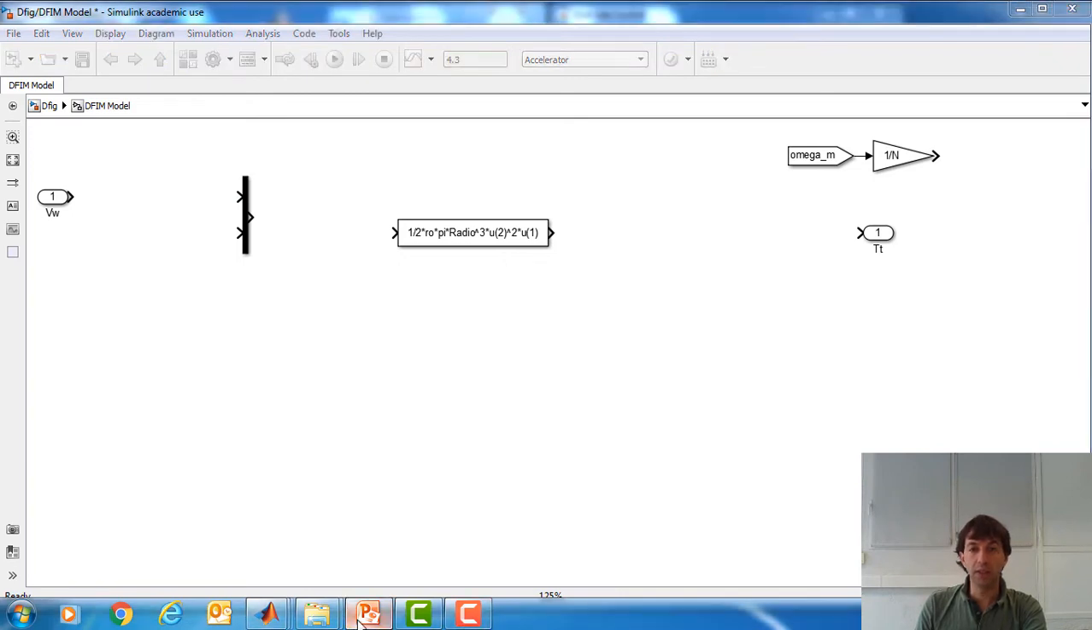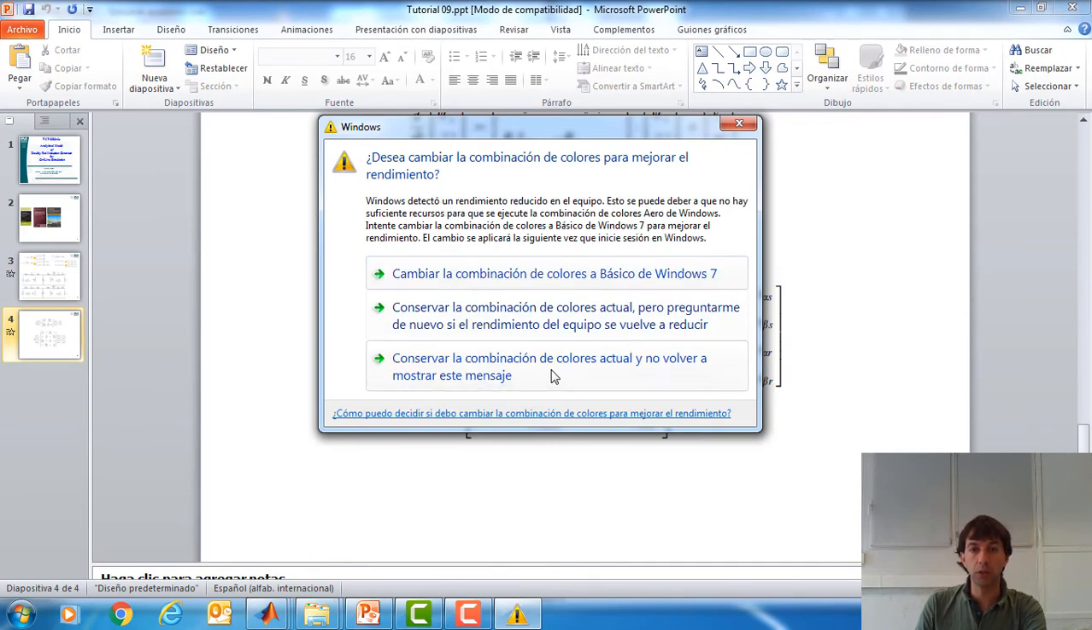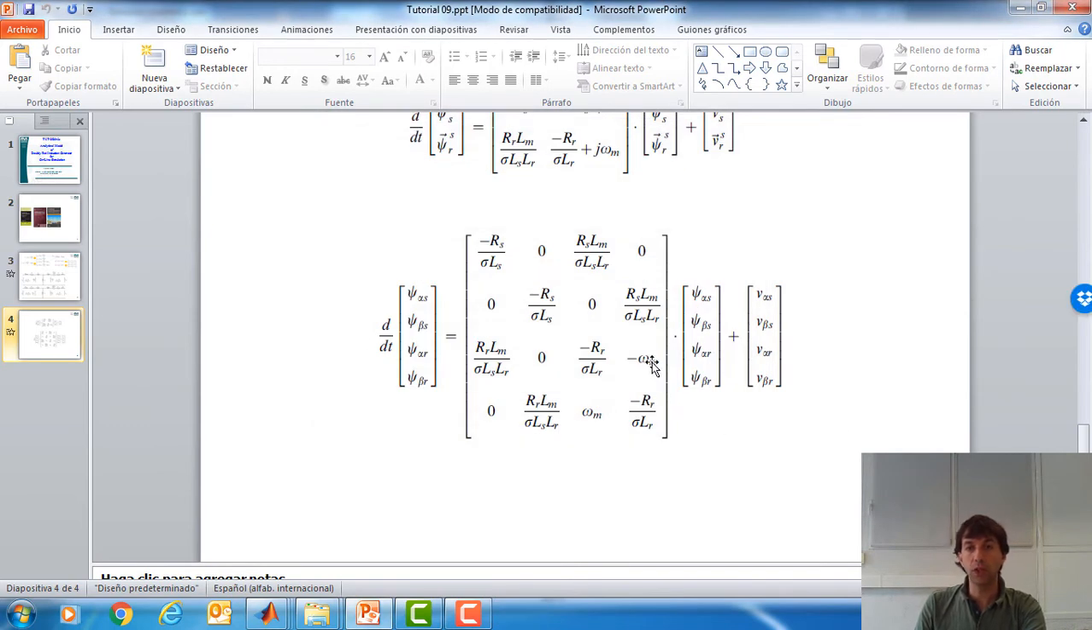We will need 4 inputs, 4 space vectors, 4 elements for the space vector, and then here we have the speed, which gives nonlinearity to this state space representation. This system is nonlinear due to these elements which could change. This should be an input as well. And nothing else, I think.